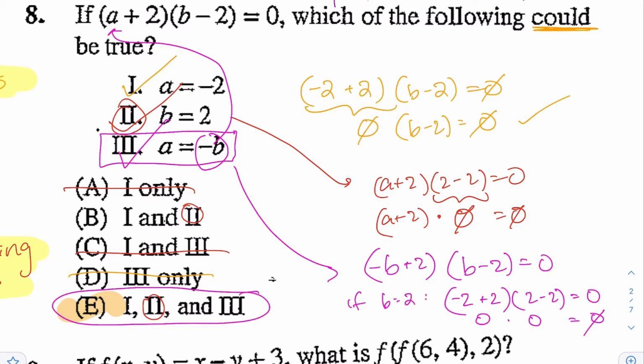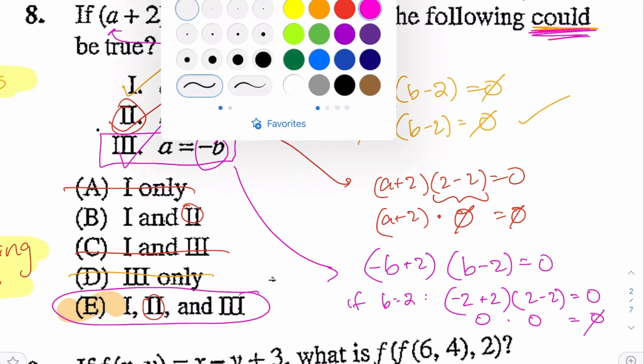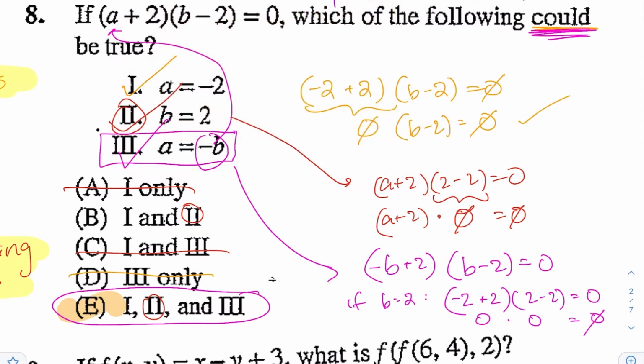The answer has to be choice E. Again, the key here was just could. Could means that if you find one number, one situation that would make the entire statement true, then that could be possible. So you just use process of elimination for the choices.